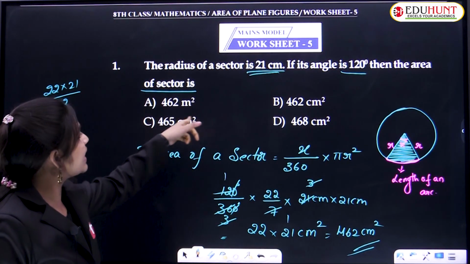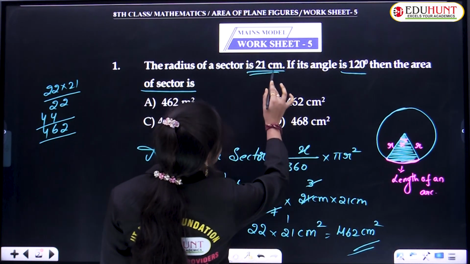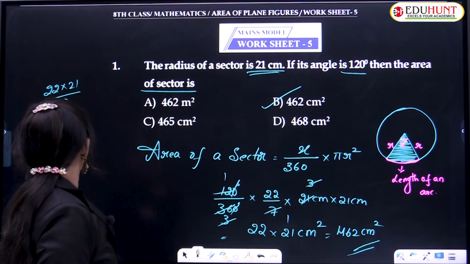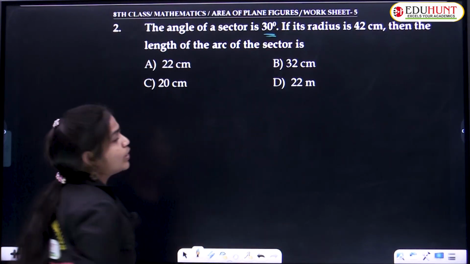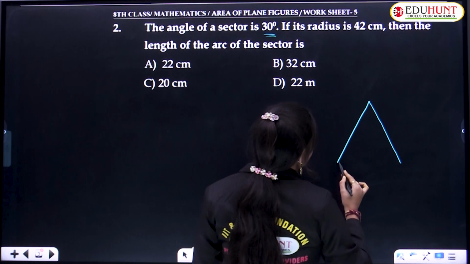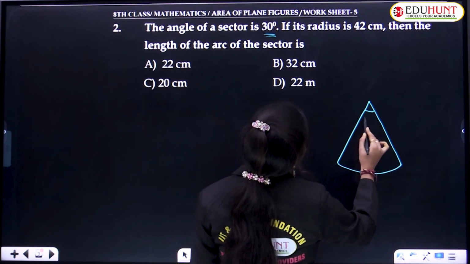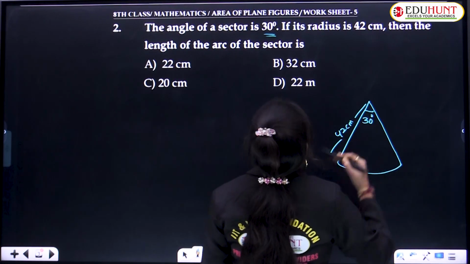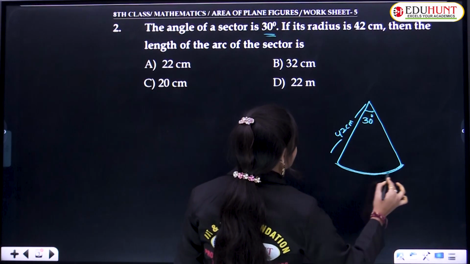See that the units given are different, meter square as well as centimeter square. But as per the given question and the option, it is centimeters, that's why 462 centimeters square. Next, the second one: the angle of a sector is 30 degrees, the radius is 42 centimeters, and we need to find the length of the arc of the sector.